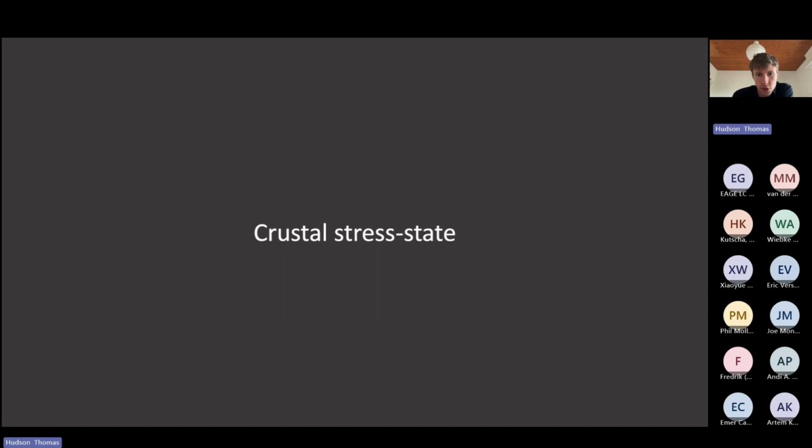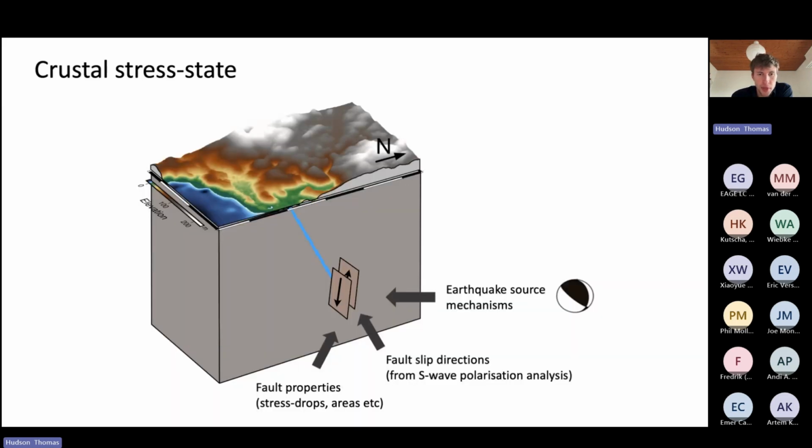I just want to show for a few minutes what we can do measuring crustal stress state, which is obviously highly interrelated to seismic risk and hazard. I'm going to show you how we can measure crustal stress state at the injection site. I'm going to show you some earthquake source mechanisms, some fault slip directions, and some fault properties, just to give you a flavour of what we can look at in these systems. And then I'm also going to show you briefly seismic anisotropy measurements, which are a proxy for the stress state of the crust above the stimulation site.